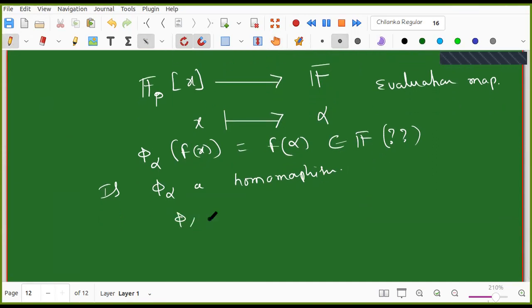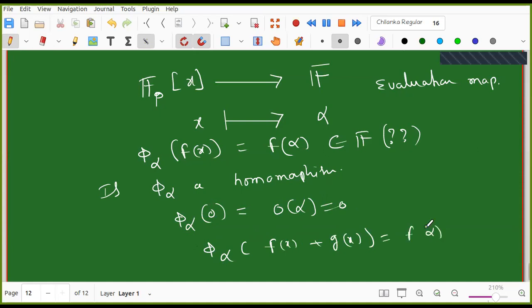Now, what is phi alpha of the zero polynomial? It is zero of alpha, so it is equal to zero. That is one thing. Now we take f(x) plus g(x). It is equal to f(alpha) plus g(alpha), which is equal to phi alpha of f(x) plus phi alpha of g(x). So this part is okay.